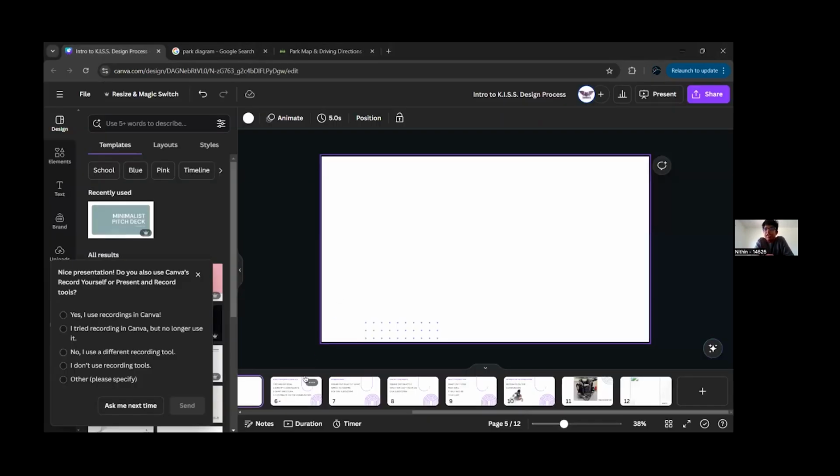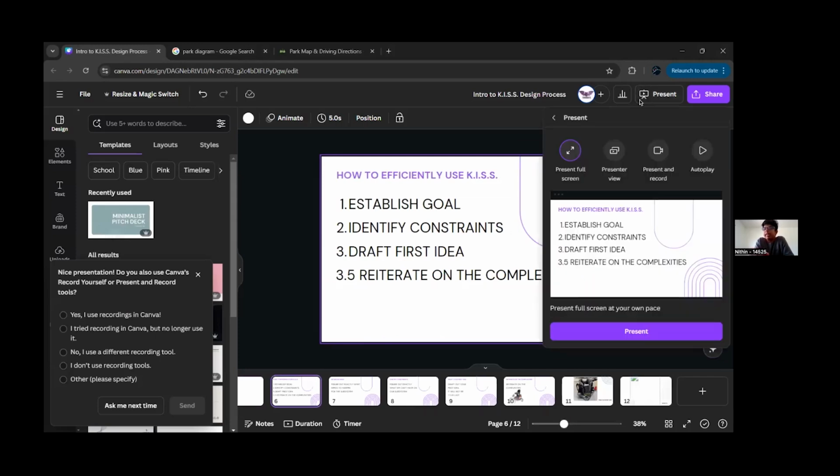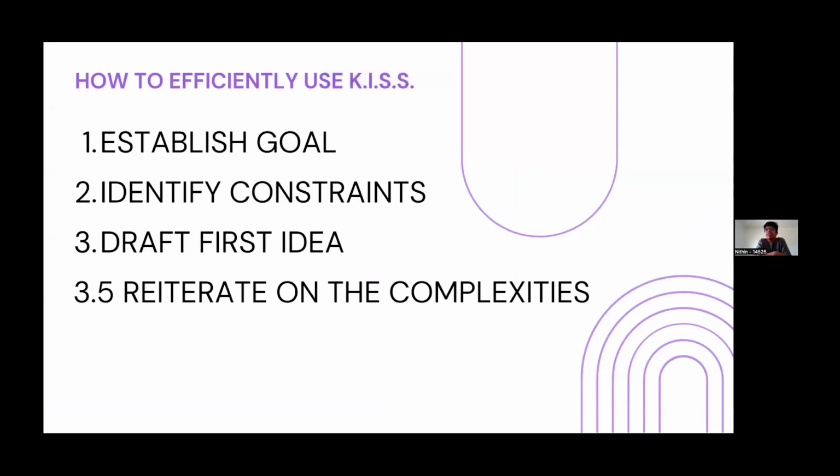But that doesn't exactly mean that we're taking a shortcut. KISS does not mean a shortcut. I want people to realize that just because we're cutting across the grass, it doesn't mean that it's an easier design process. In fact, I'd say KISS requires more thinking and more planning ahead, and I'll explain why.